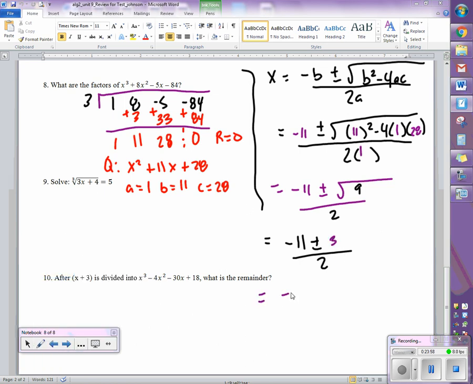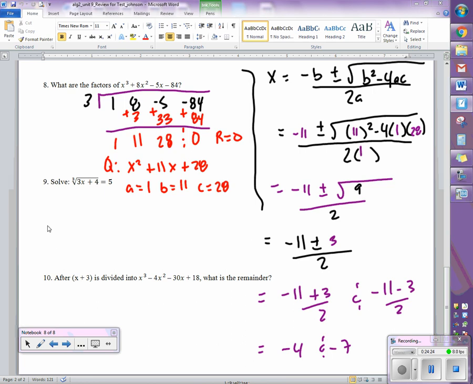Now separate, so negative 11 plus 3 over 2, negative 11 minus 3 over 2. Negative 11 plus 3 is negative 8. Negative 8 divided by 2 is negative 4. Negative 11 minus 3 is negative 14. Divided by 2 is negative 7. So those are the remaining solutions.